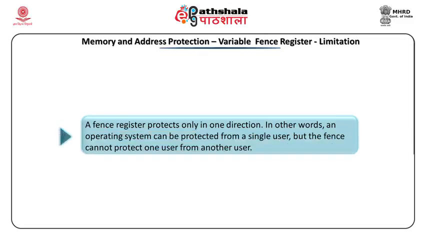A fence register protects only in one direction. That means the operating system can be protected from a single user, but the fence cannot protect one user from another user, because in this mechanism we have not bifurcated the area to be used by the different users.